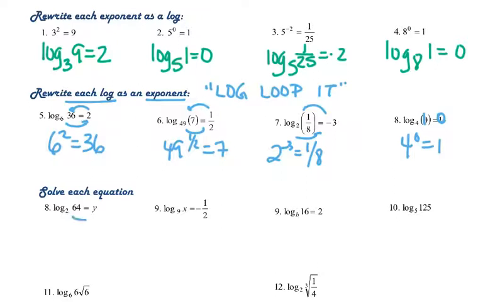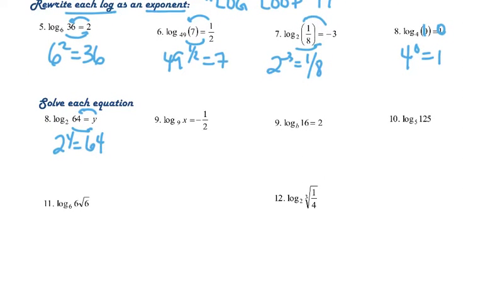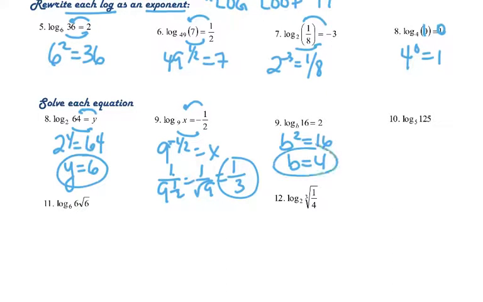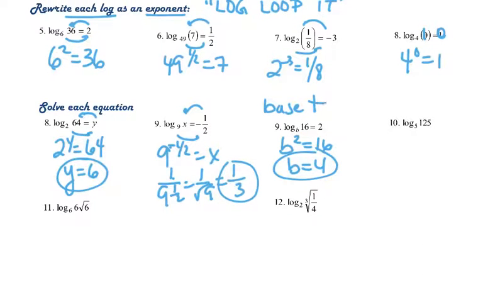So log looping it. Here we log loop it, and then we can just figure it out in our head, right? 2 to what power gives you 64? 2 to the 6th power is 64. 9 to the negative 1/2 power equals x. What's 9 to the negative 1/2 power? Well, 1 over the square root of 9, which is 1/3. Next one is b squared equals 16, and the b is just going to be positive 4. Not plus or minus here, because the base is always positive.